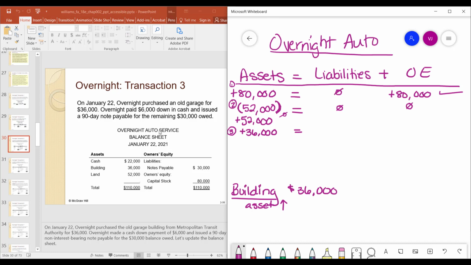So it says Overnight paid $6,000 down in cash and issued a 90-day note payable for the remaining $30,000 owed. So there's a couple things happening here. What does it mean when you put cash down?